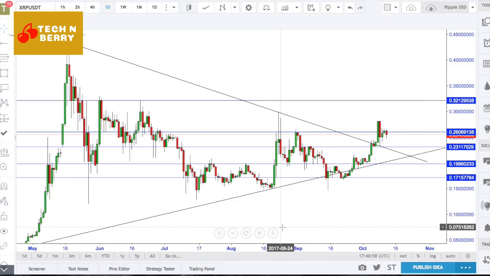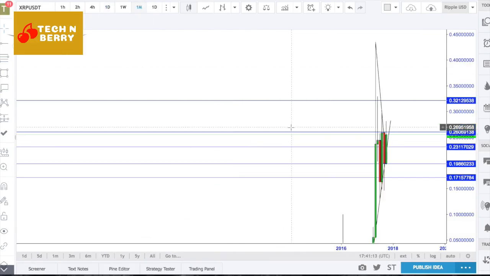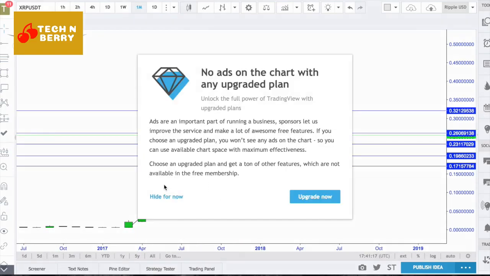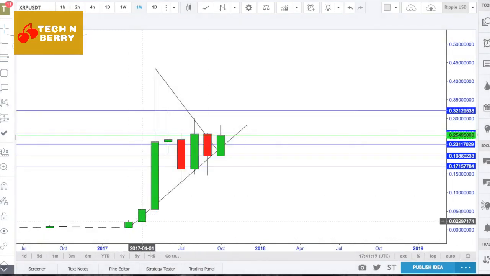Now with crypto, you can essentially find entries from the daily only, as the market is so volatile and so hectic, you don't really need to be digging down to the 4 hours and the 1 hours, for example. So what we'll do is, we'll go straight to the 1 month chart. Now, what this means is every single month, a new candlestick is formed. Every single one of these is a month's worth of data.